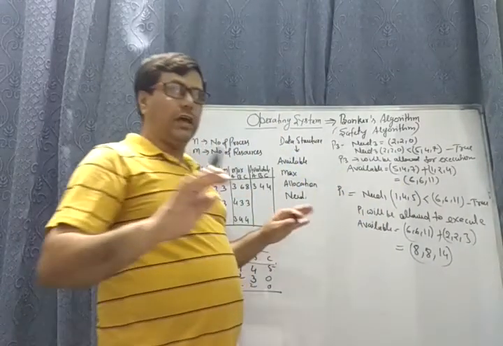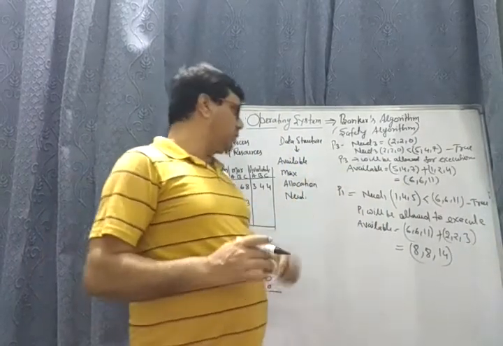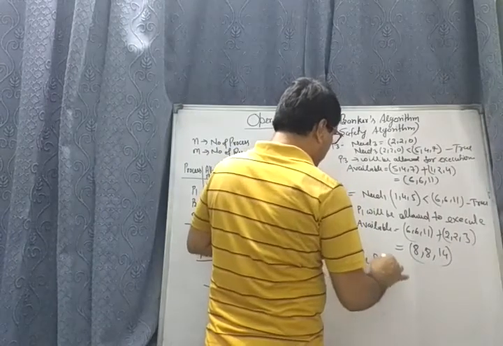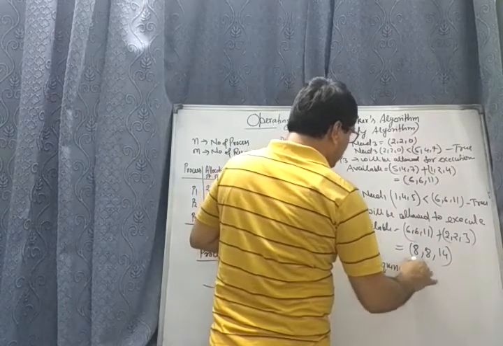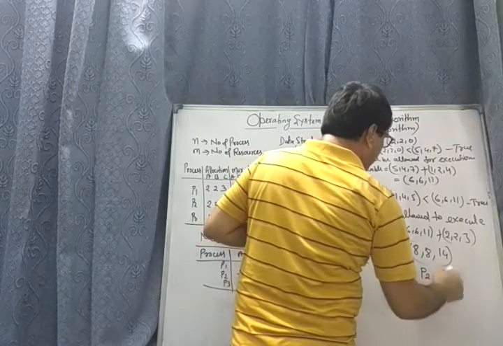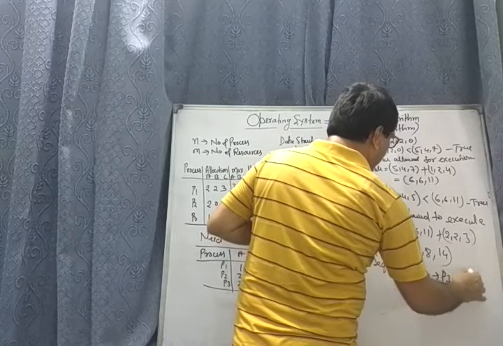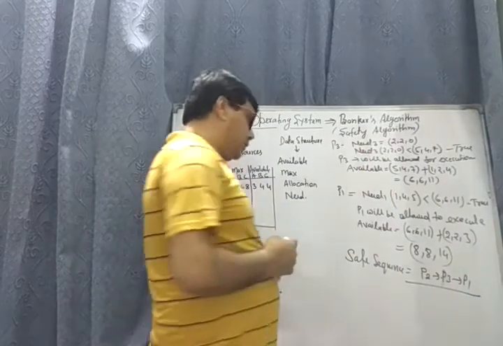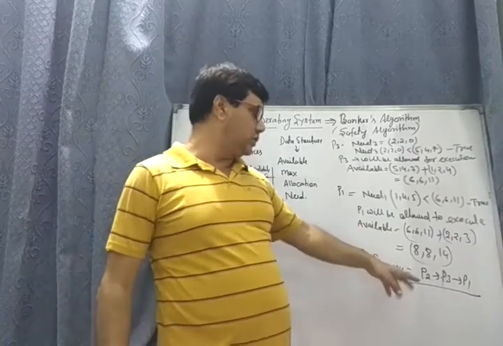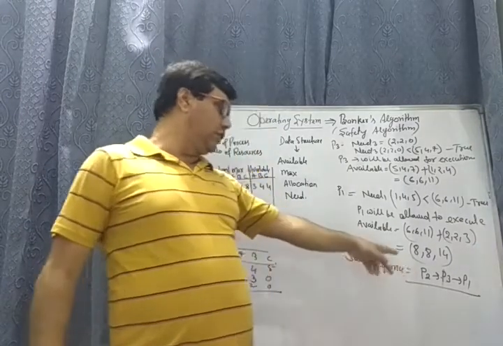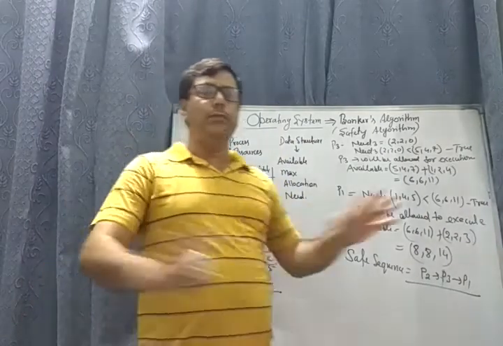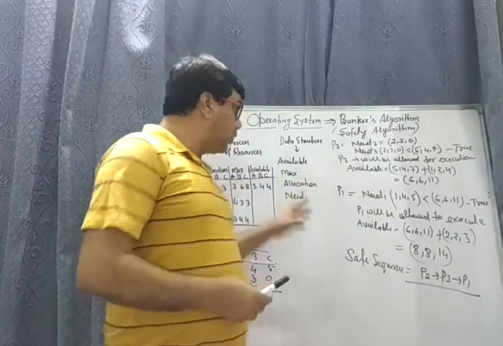Right now all the processes have executed, have been tested and the safe sequence is here. Safe sequence is equal to P2, P3 and P1. Here it means the safety algorithm tests that there is a safe sequence. First P2 will execute, then P3, then P1, then there will be no possibility of deadlock in the system.